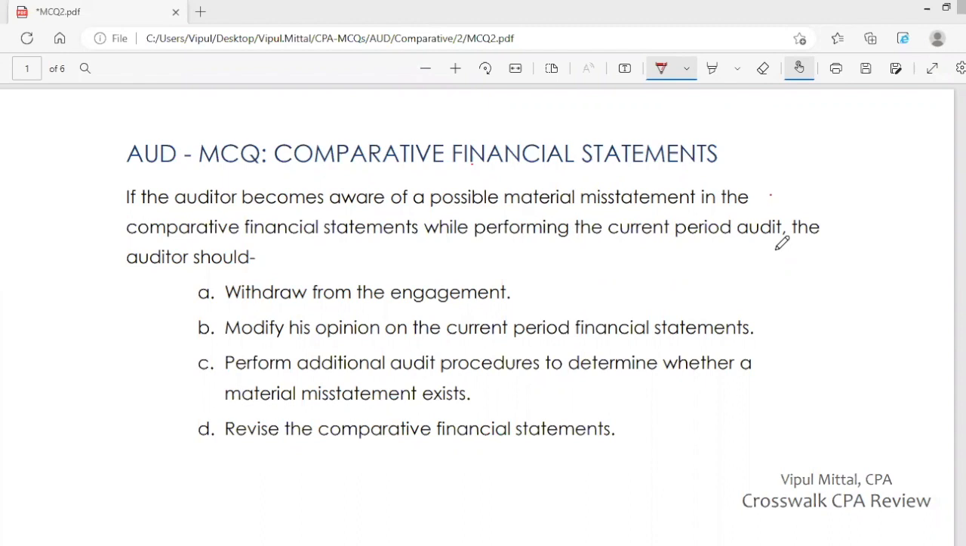If the auditor becomes aware of a possible material misstatement in the comparative financial statements while performing the current period audit, the auditor should do what?